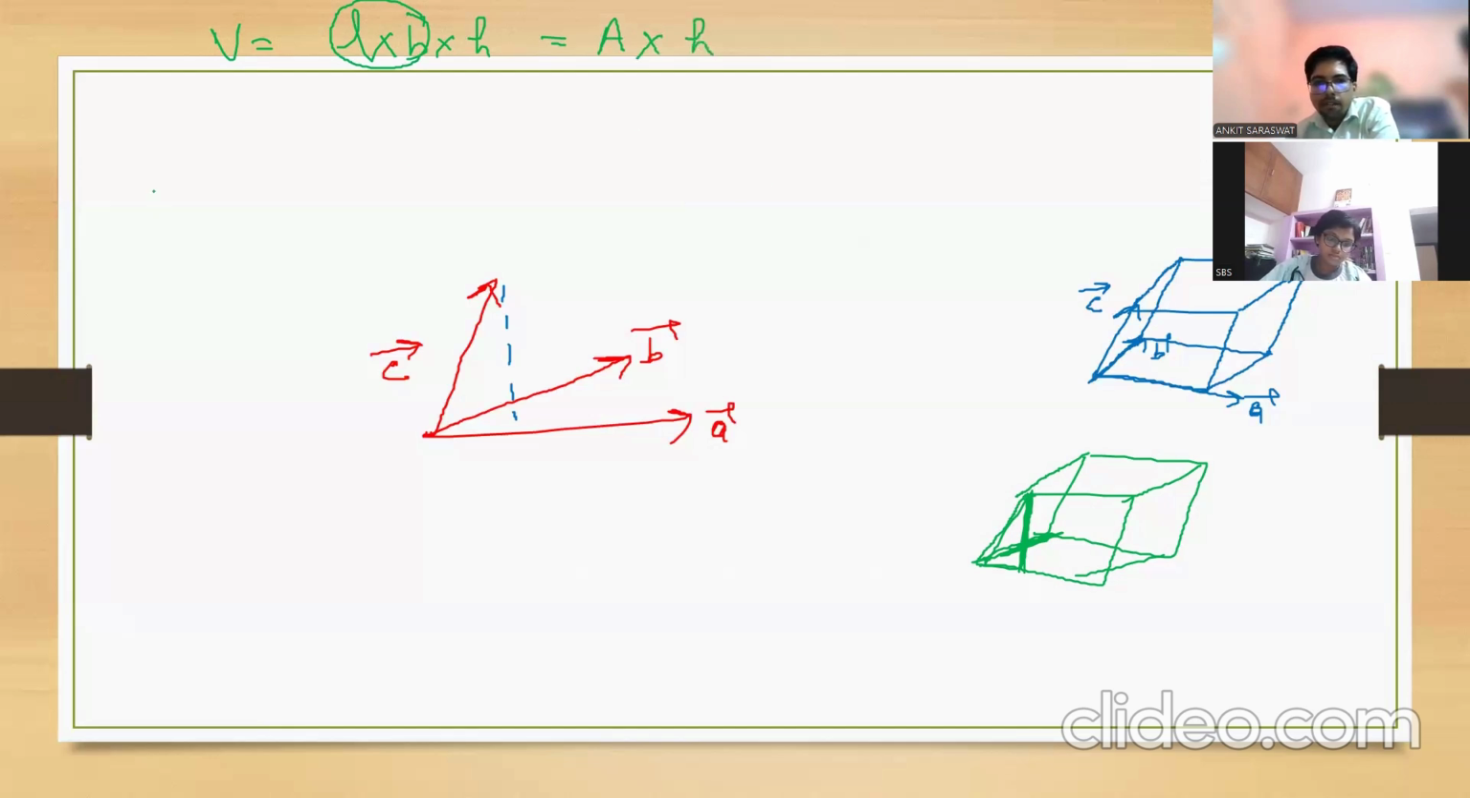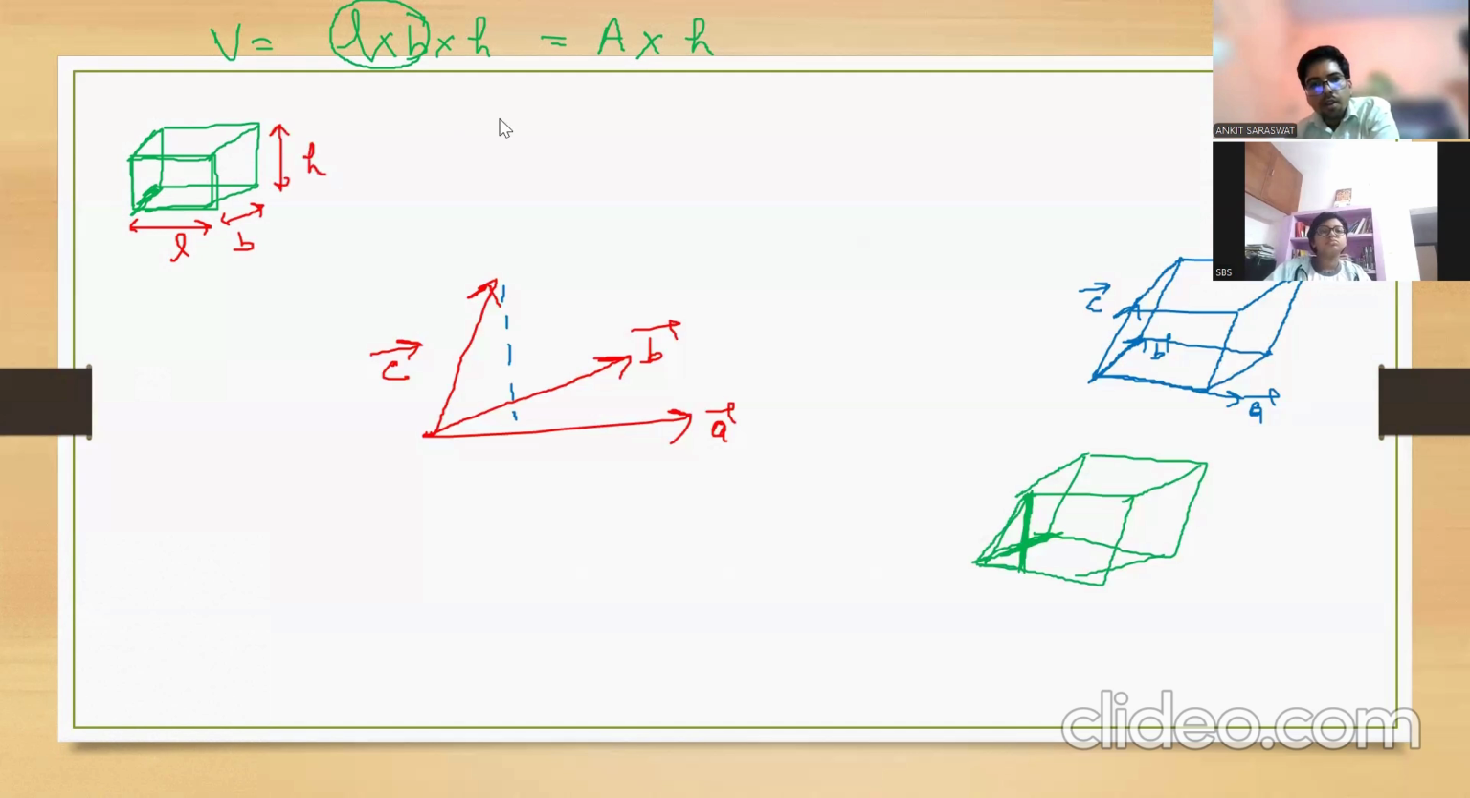But if I draw your room, how will you draw your room? Like this. This is your room. This is the base. Your room is just like a cuboid. And if I ask how will you find the volume? This is length, breadth, and this is height.